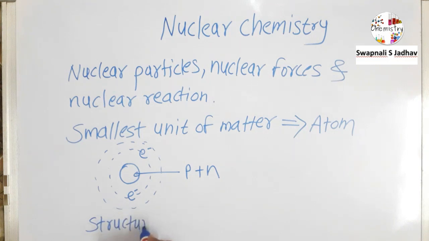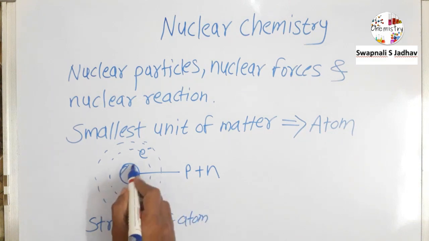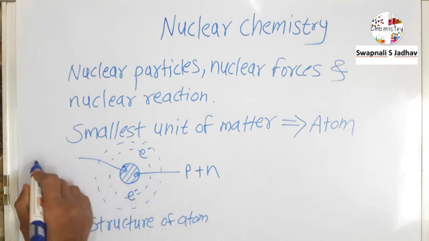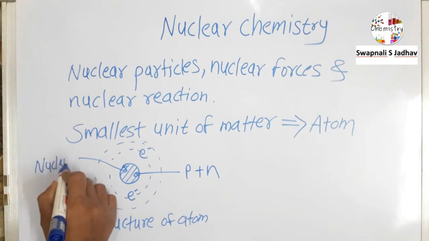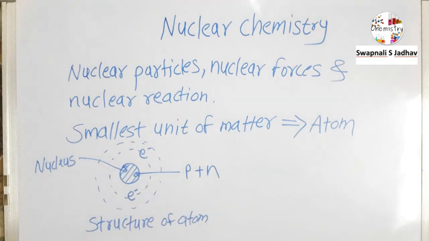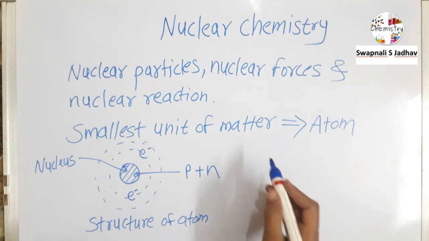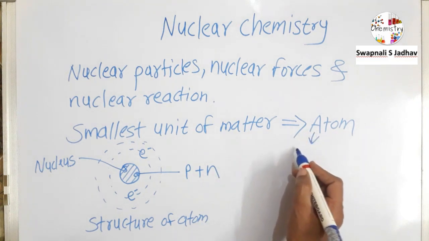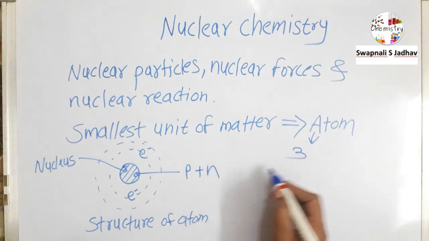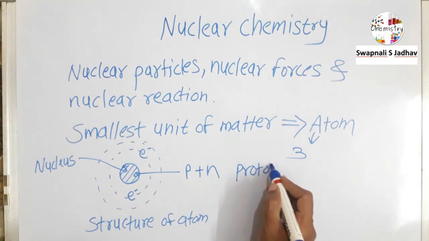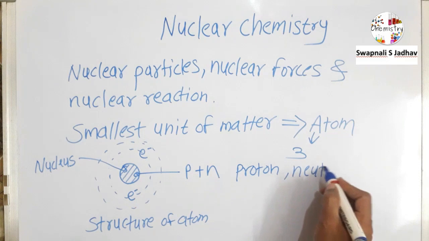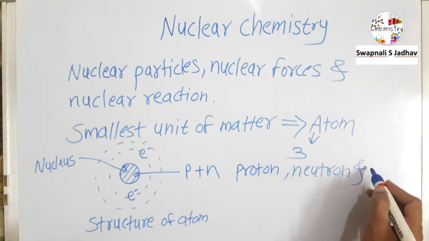So structure of atom contains a central positively charged nucleus and extra nuclear region where electrons revolve in different shells. Okay, so atom consists of how many fundamental particles? That is 3. Which are that? Proton, neutron and electron.